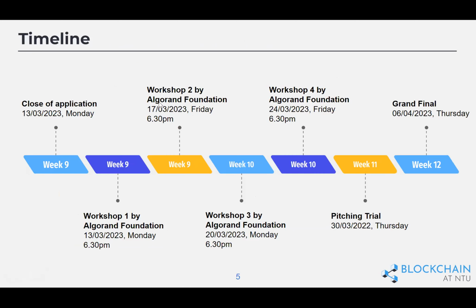And this is the timeline for this hackathon. The registration closes next Monday. On the same day, the first PyTeal workshop will be carried out by Algorand. All 4 workshops will be carried out within the first 2 weeks, followed by the pitching trial in week 11 and the grand final in week 12.